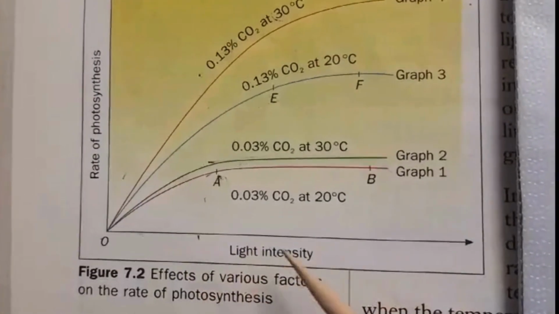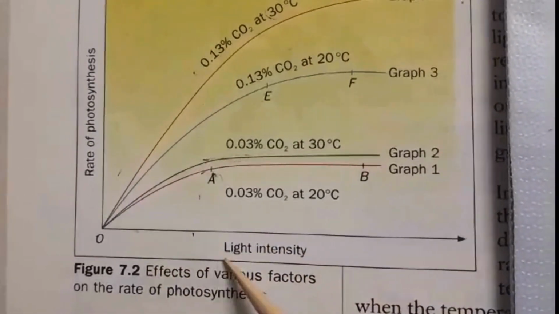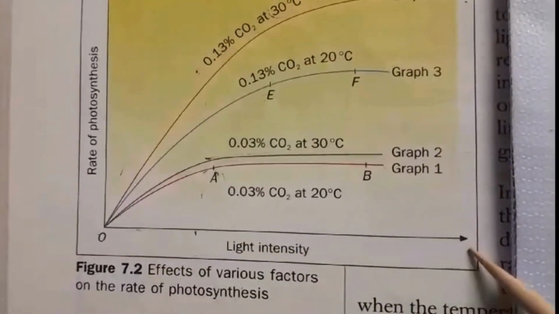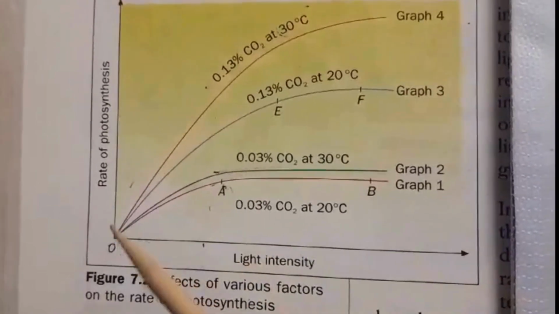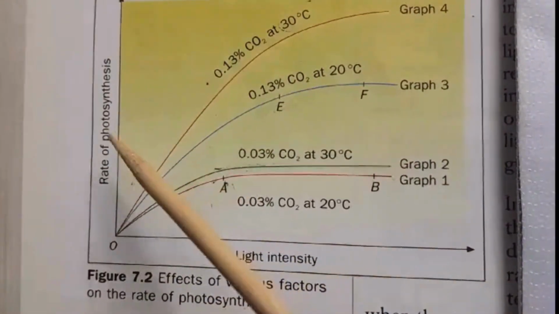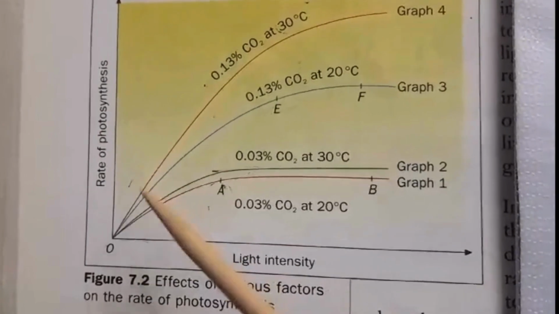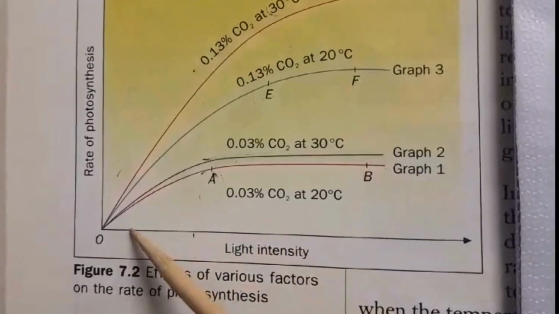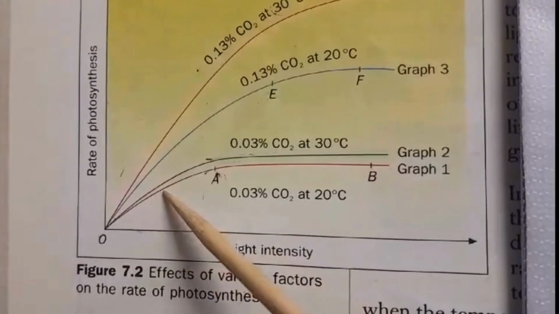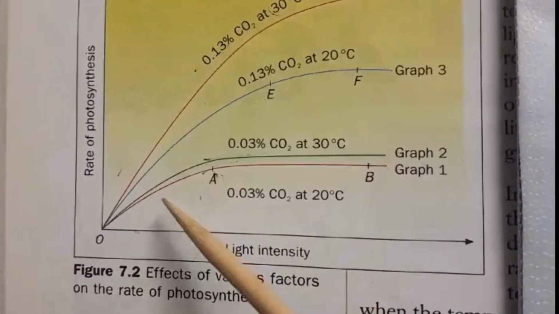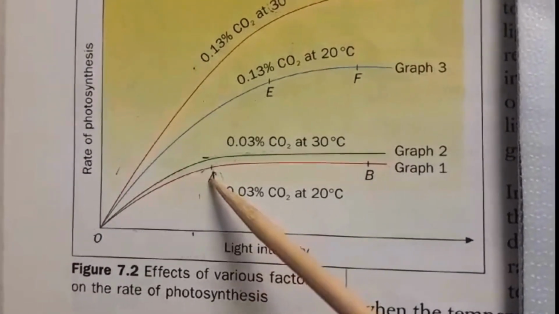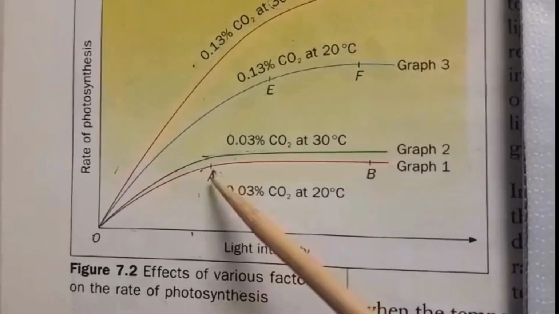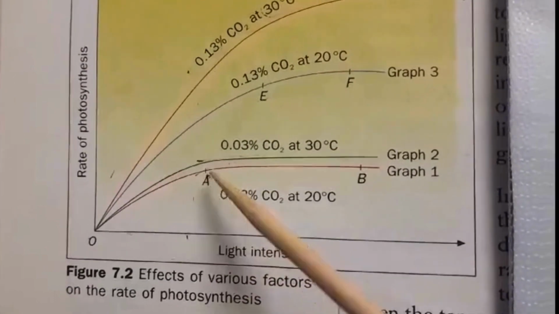We see the graph, with the light intensity taken on the x-axis and the rate of photosynthesis shown on the y-axis. When the light intensity is increasing, there is a steep increase in the rate of photosynthesis, but this increase is only till point A.